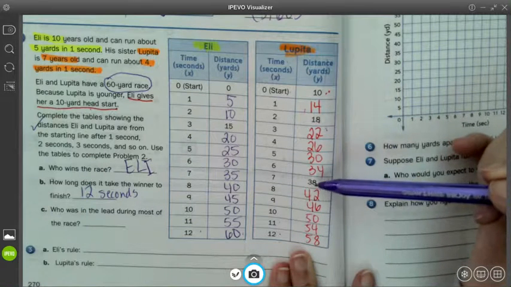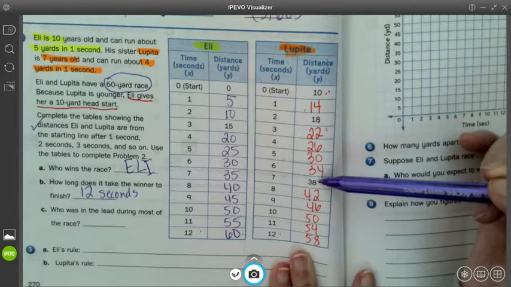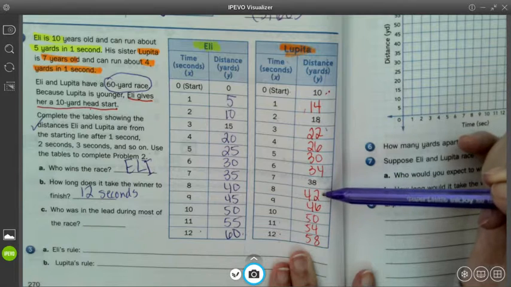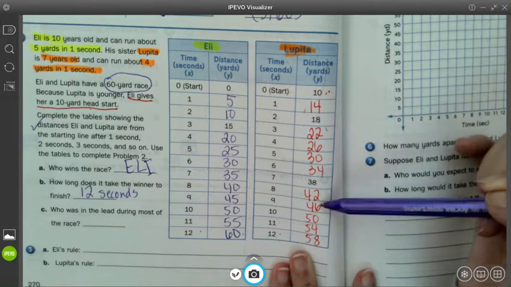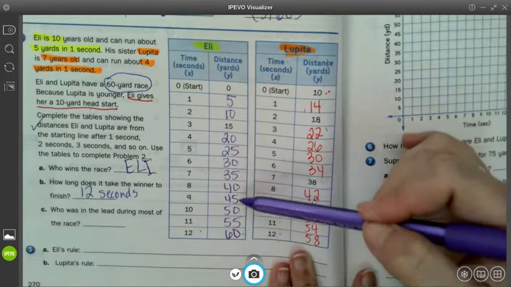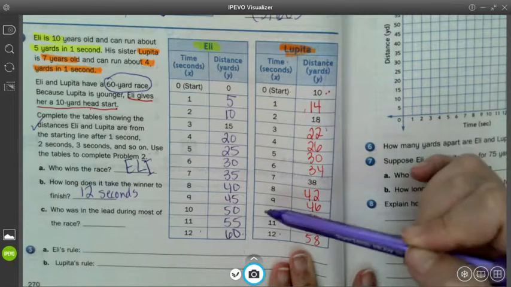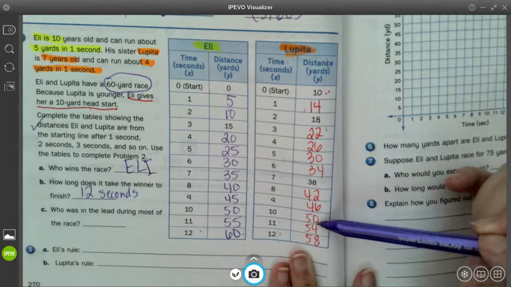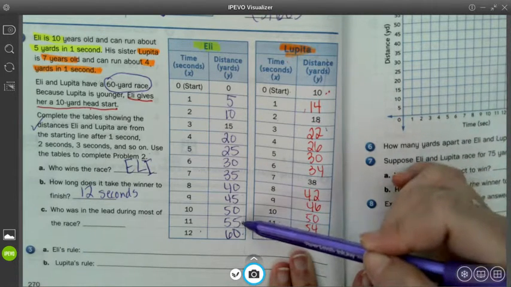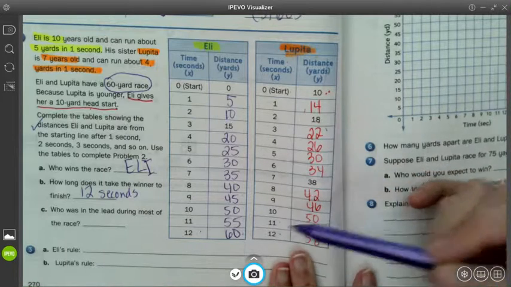Even at 7 seconds, she still has more yards. She's still passing him. At 8 seconds, she's still ahead of him in the race. At 9 seconds, she's still ahead of him, but look how close they are. He's at 45 yards, she's at 46. At 10 seconds, they're even. Oh, this looks like it's going to be a good finish for this race.